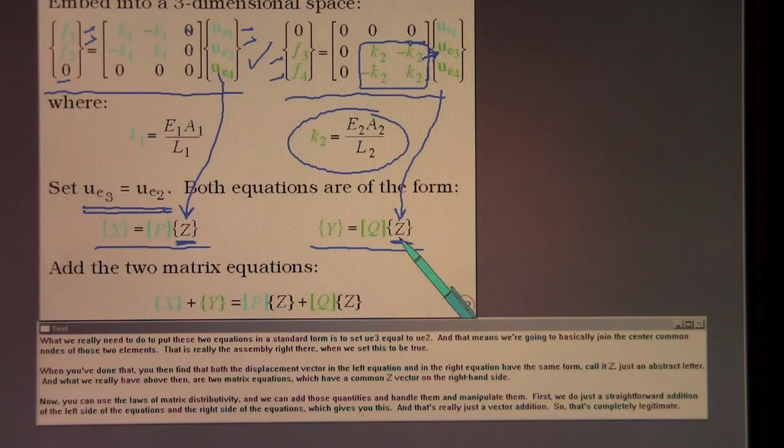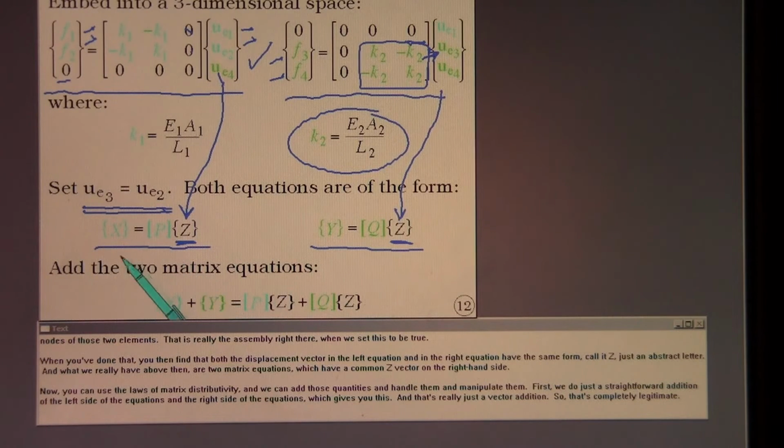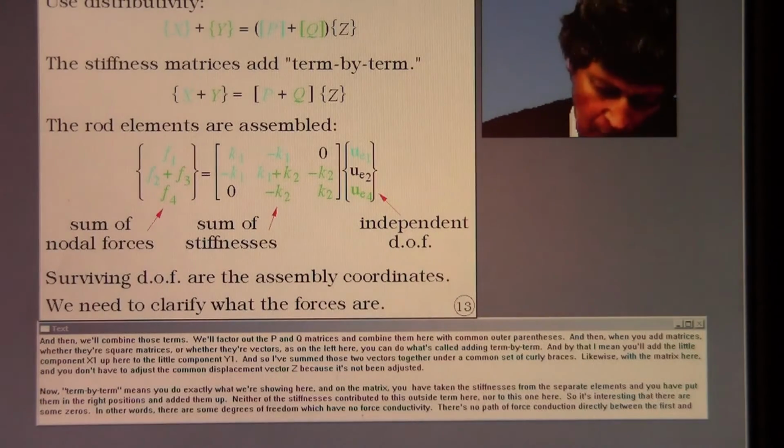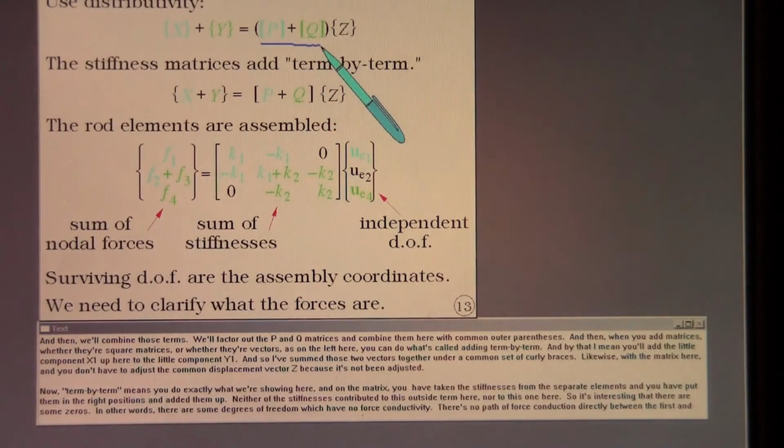And what we really have above then are 2 matrix equations which have a common Z vector on the right-hand side. Now you can use the laws of matrix distributivity, and we can add those quantities and manipulate them. First we do just a straightforward addition of the left side of the equations and the right side of the equations, which gives you this. And that's really just a vector addition. So that's completely legitimate. And then we'll combine those terms. We will factor out the P and Q matrices and combine them here with common outer parentheses.